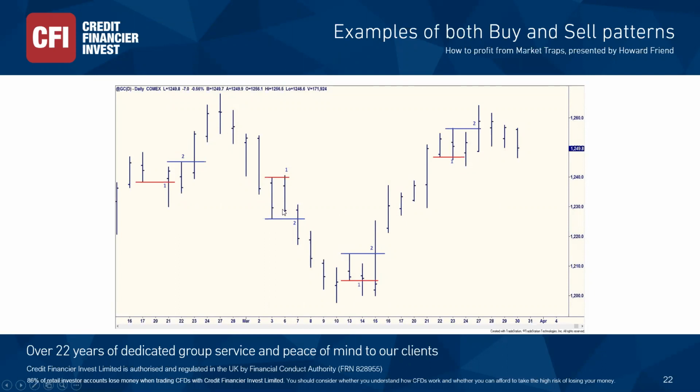We sell the market at the nearest 2-bar low, which is here. That's the sell trigger. Down, down, down, and again. Good opportunity from the short side here. So good opportunity on the long side, good opportunity on the short side.